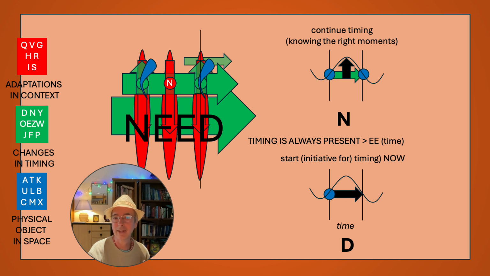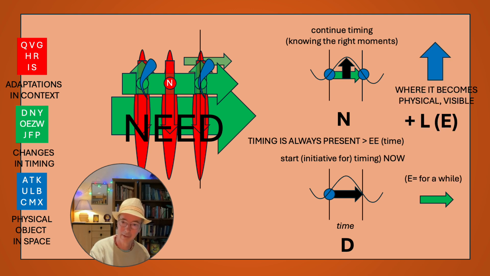So with need, it will start with the N. So I have in the background a continuation of timing. I know when the moments are right to do something. And with the A, this timing will be present overall. And then I start initiative for the timing now in that order. With, after this N, E, and D, I will make it physical. I will make it visible.